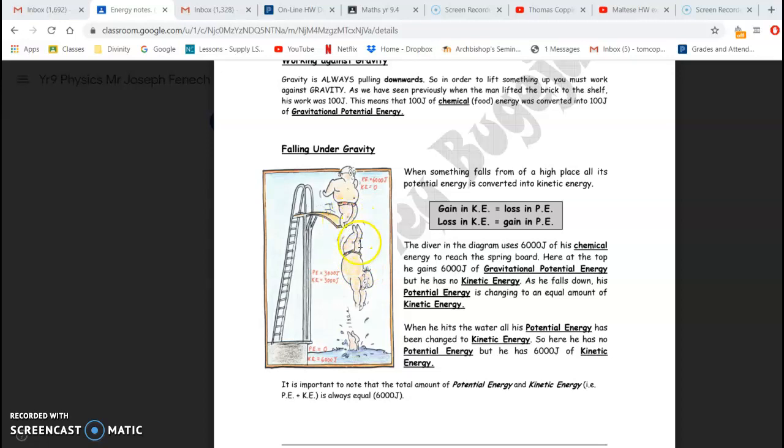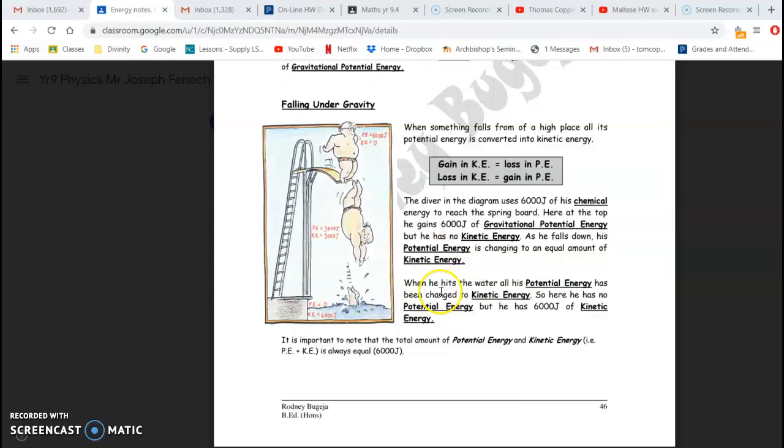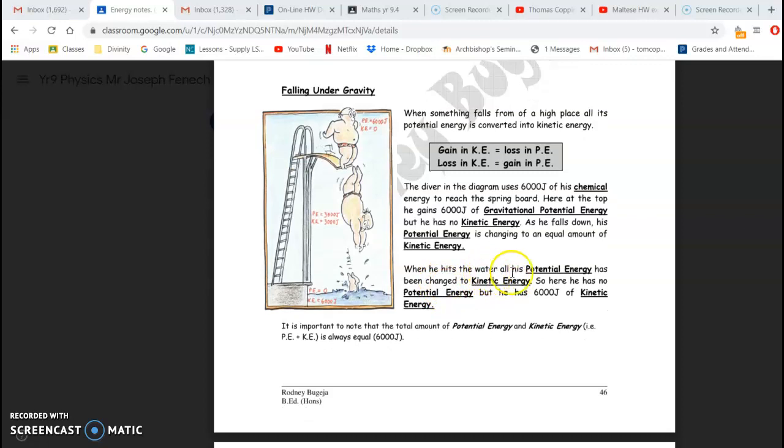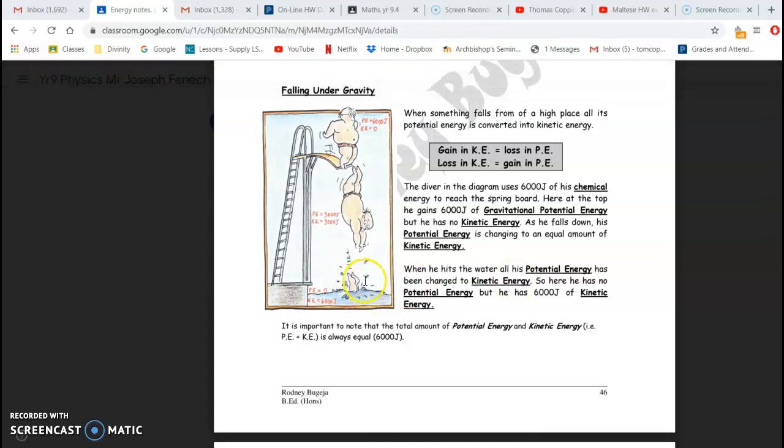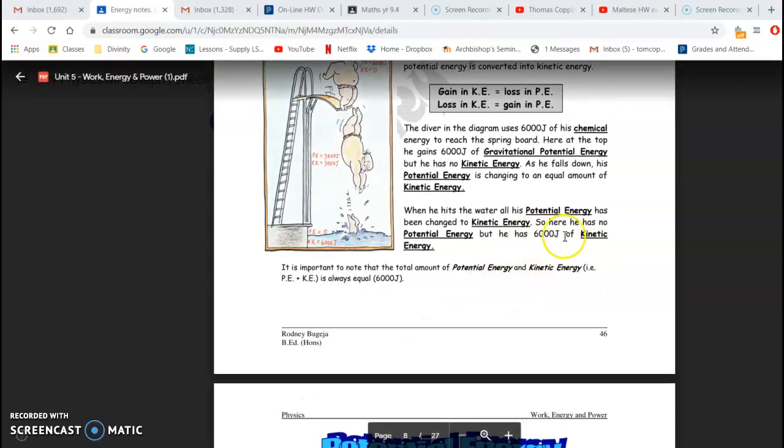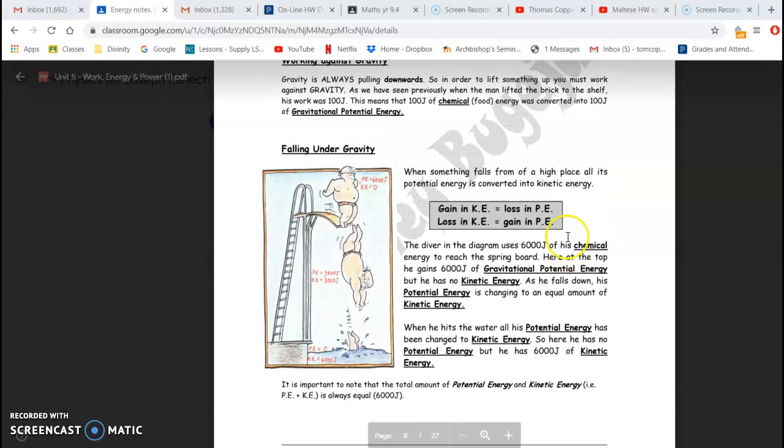Now, when he jumps off, his potential energy is changed to an equal amount of kinetic energy. So it changes to kinetic energy when he jumps because he's moving. When he hits the water, all his potential energy has been changed to kinetic energy. When he hits the water, there is no potential energy, but there is kinetic energy: 6,000 joules.